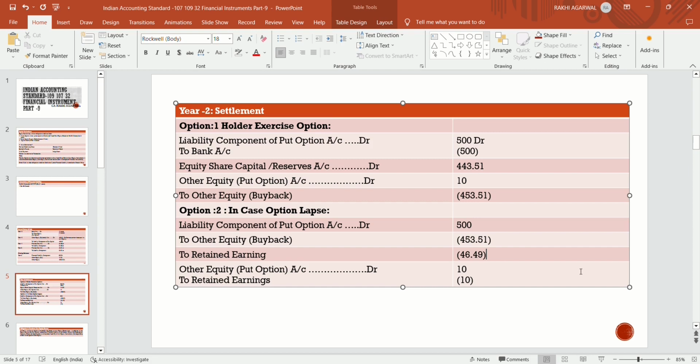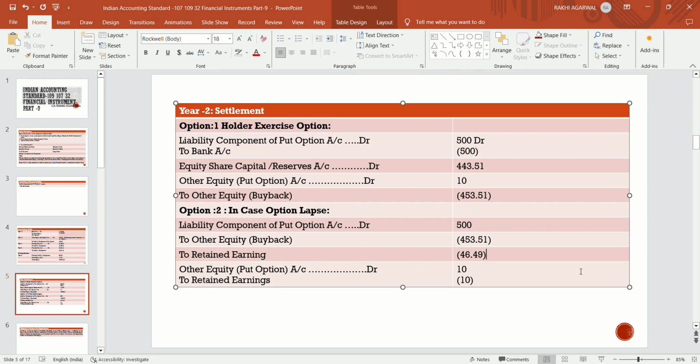In case if the option holder does not exercise the option और option lapse हो जाता है, तब क्या होता है? Liability component of put option account debit by 500 crore, debit किया to other equity buyback 453.51.